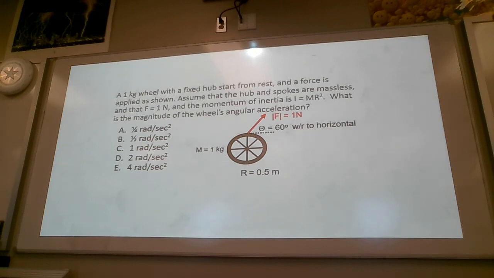Correct answer is? Correct answer is? I heard C's and D's.